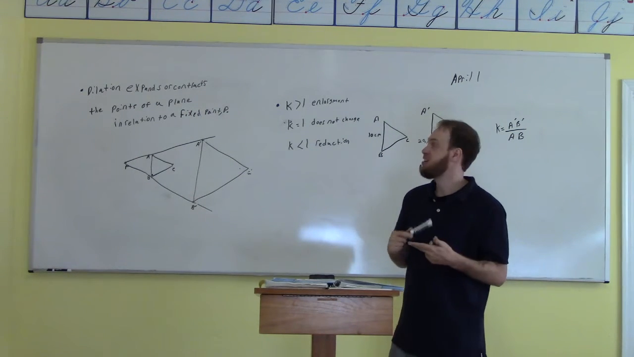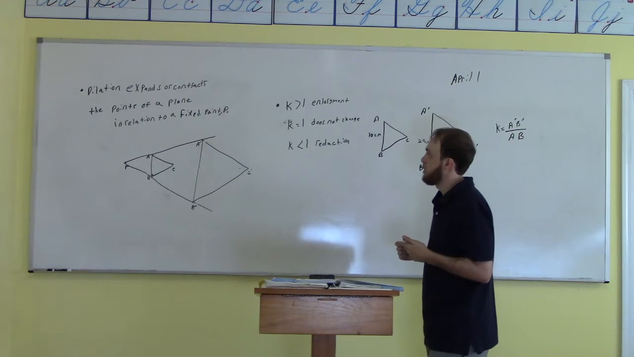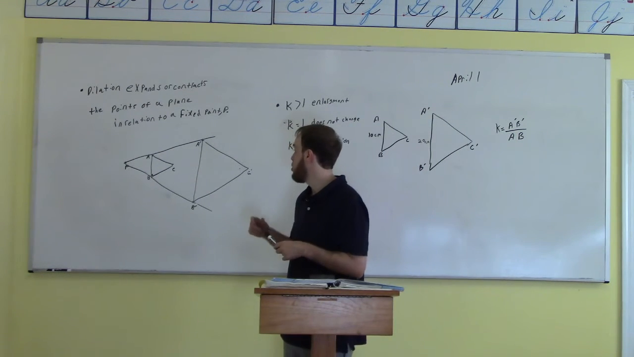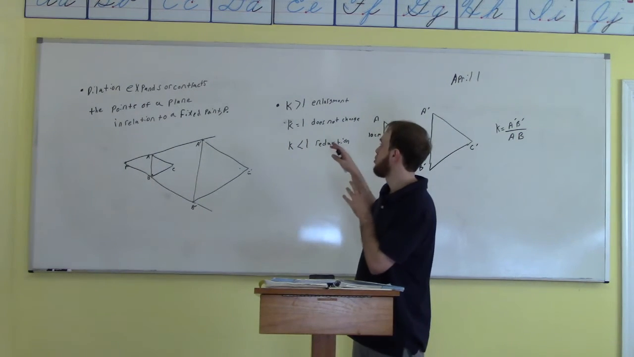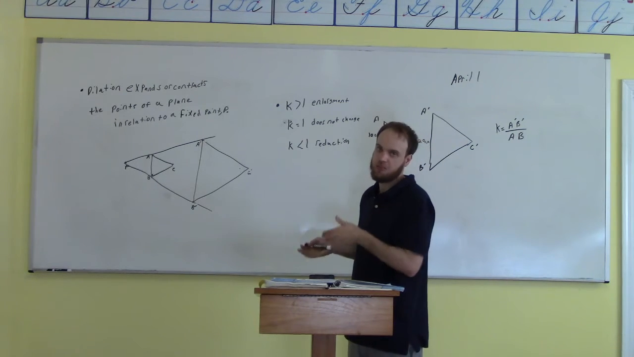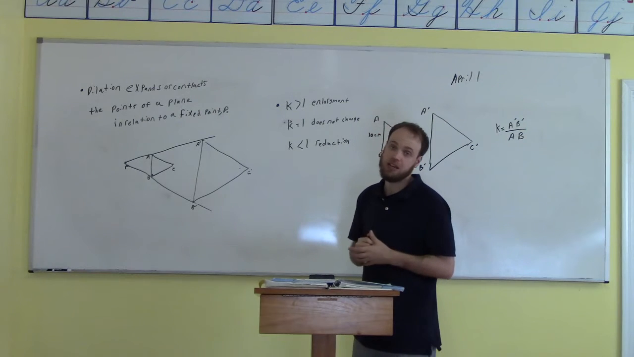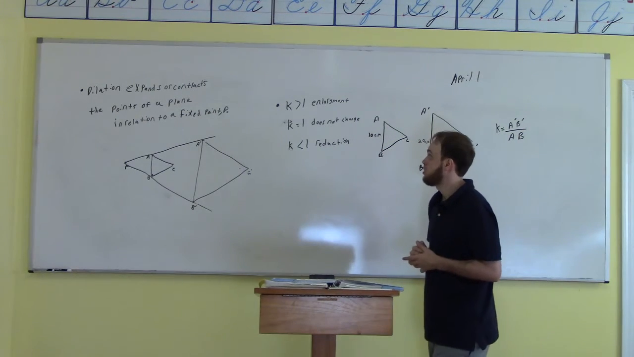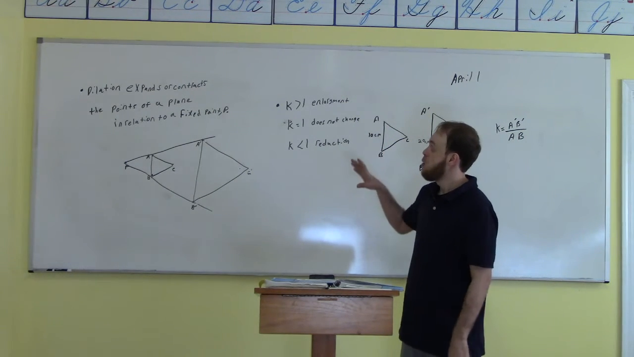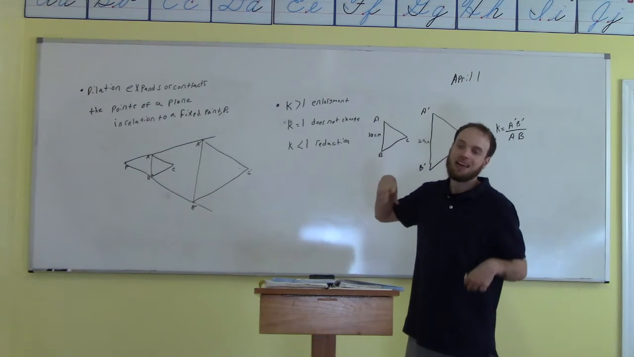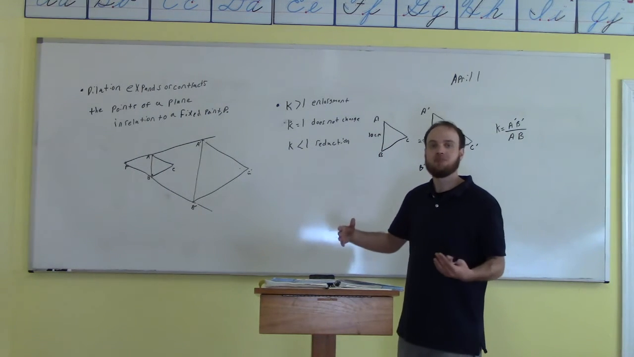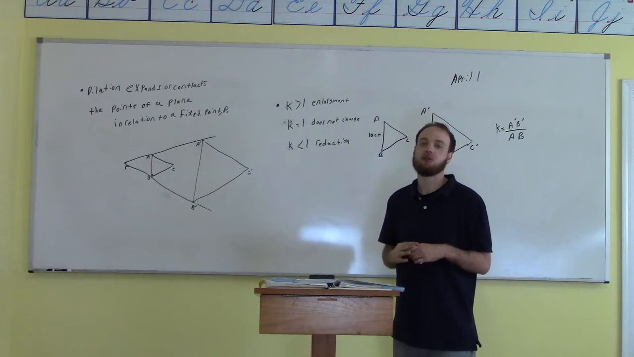A couple things on this, just to make sure we're clear with it. Notice the enlargement is going to be greater than 1 and the reduction is going to be less than 1. We can think about it in terms of that pretty easily. And when K equals 1, it's not going to change. So what we can think about is, when will I get the same figure back? When will I not get the same figure back?